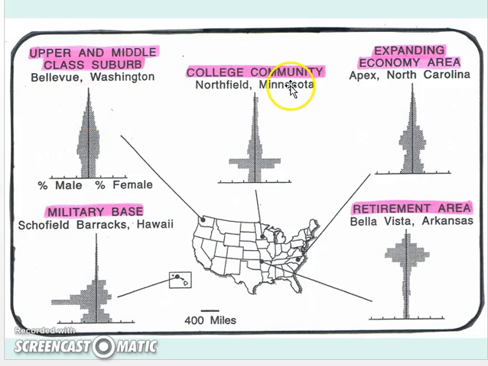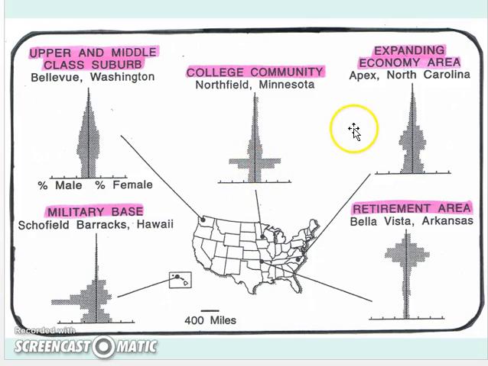If you look at a college community like in Northfield, Minnesota, you see that there's a very strange shape, and that is because this represents the college kids that attend university in this community. So, they move for education for a few years, but they are counted as part of the population. And so you're going to see that there's a big difference in the rest of the population for that age group.